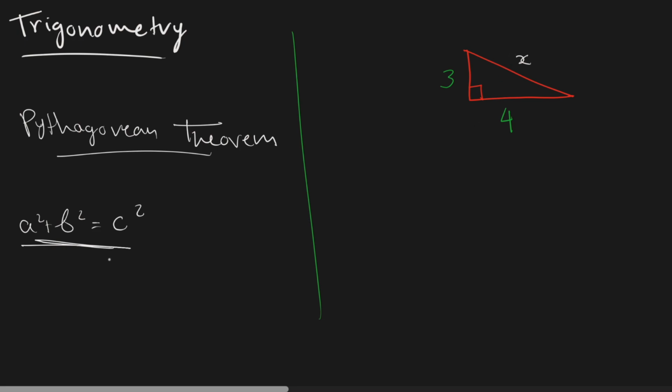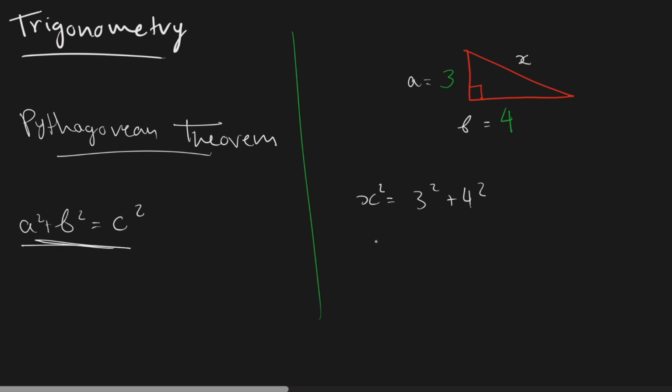So we relate it using the Pythagorean theorem. We can say that the 3 is equal to A and then 4 is equal to B. So we know that based on this, C squared, which is in this case X squared, is equal to 3 squared plus 4 squared. This is the equation that relates these two sides to the third side.